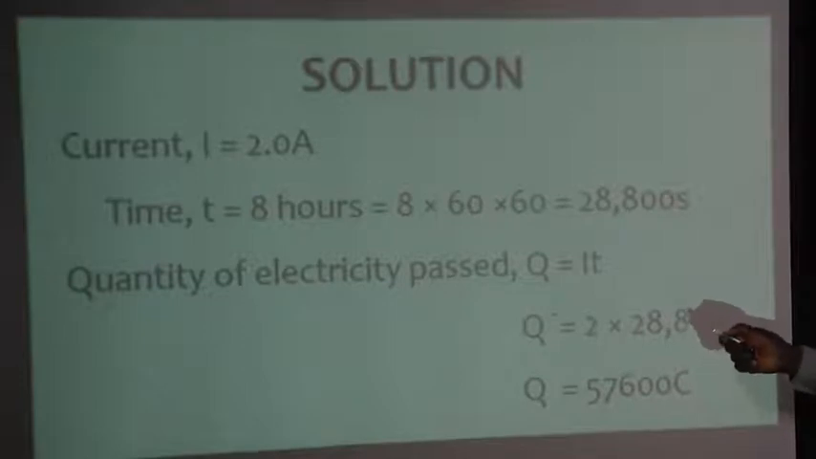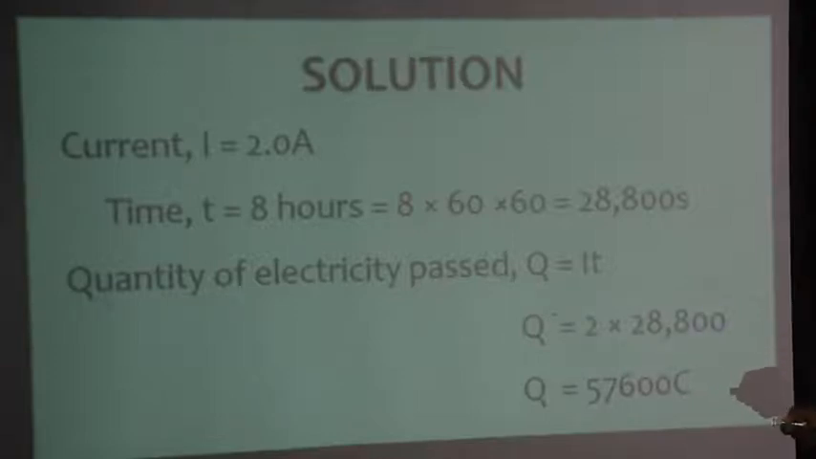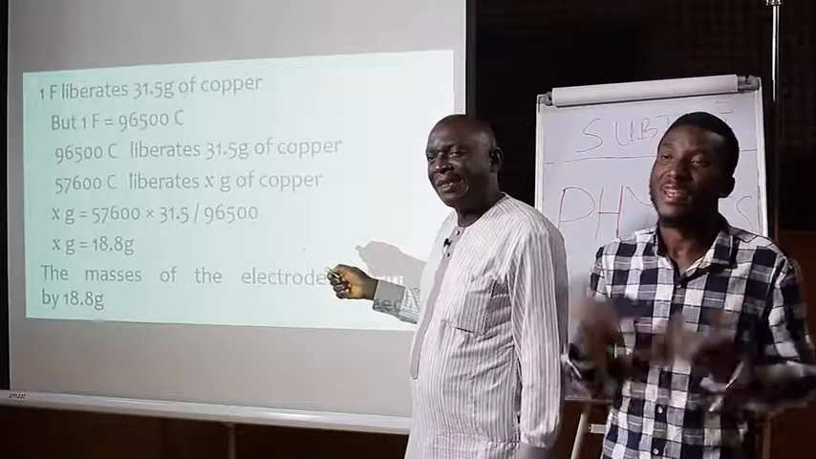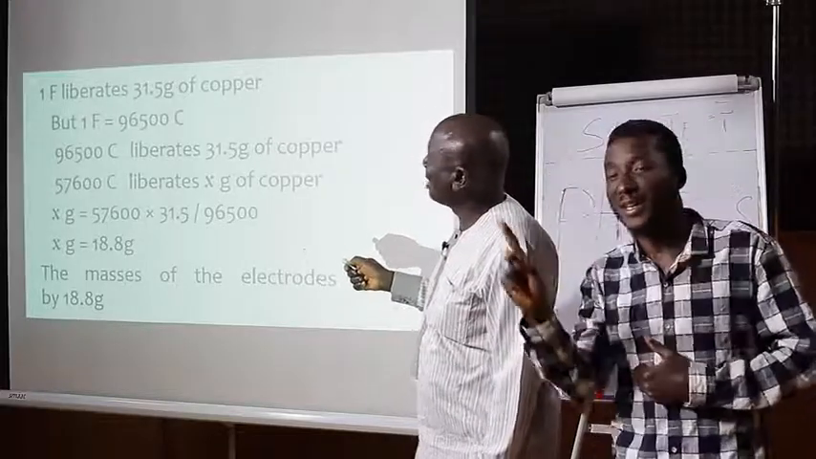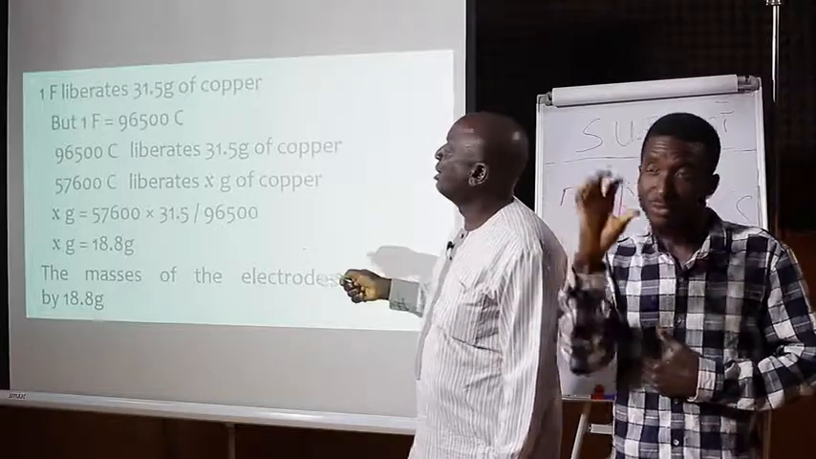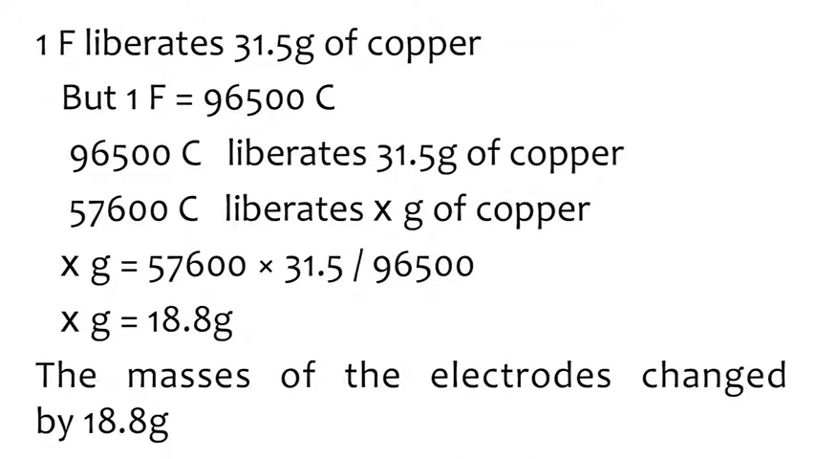Quantity of electricity passed, Q, is equal to I t. That's current times time. So Q is equal to 2 times 28,800. And that gives us Q equal to 57600 coulombs. Now, 1 Faraday liberates 31.5 grams of copper. But 1 Faraday, we said, is what? 96500 coulombs.